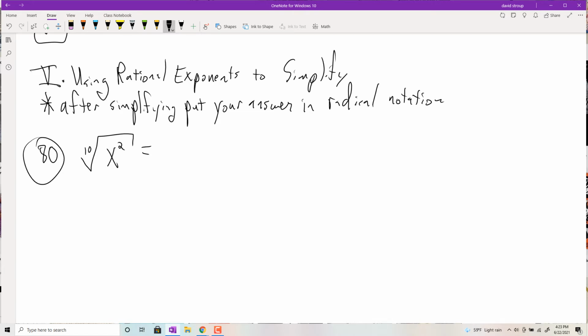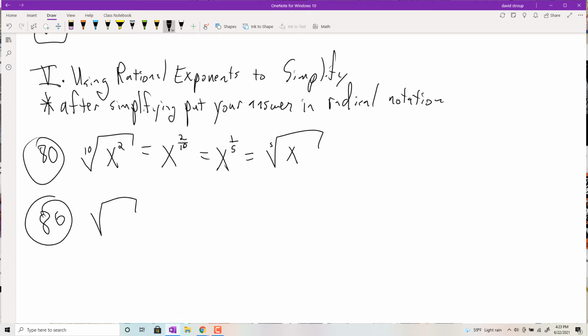So using the rule of exponents, we can rewrite this as x to the 2/10. Then that will be the same thing as x to the 1/5 when I simplify. And then what they want you to do is put it back in radical notation. So it's the 5th root of x to the 1, of course, we just write x. Clear? Let's do a couple more.